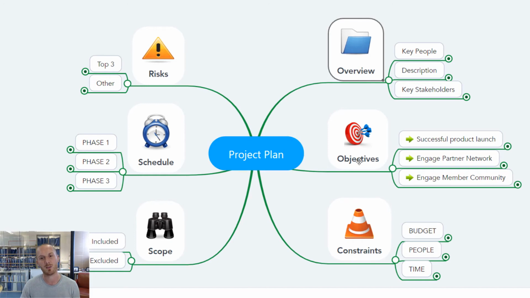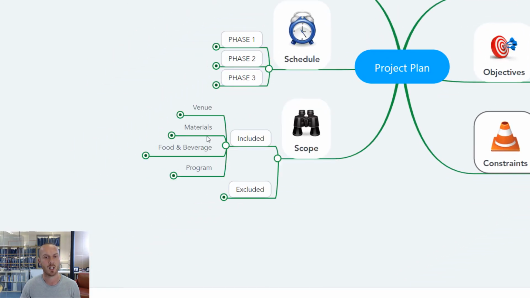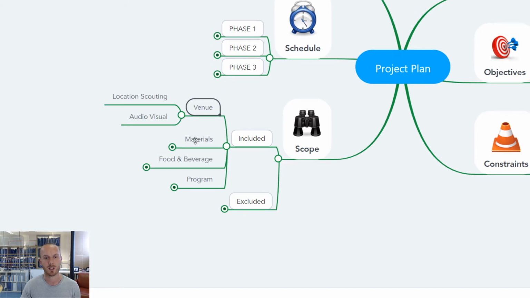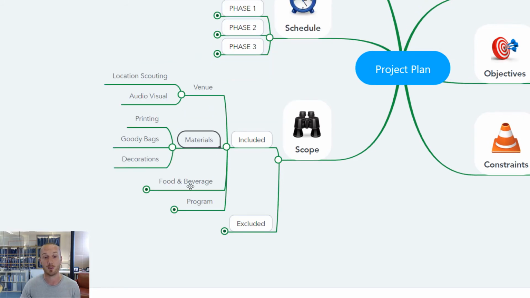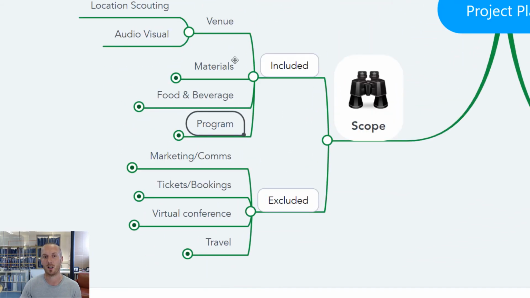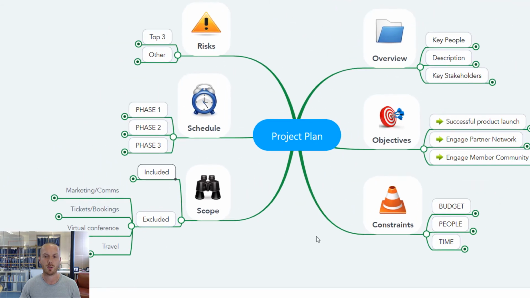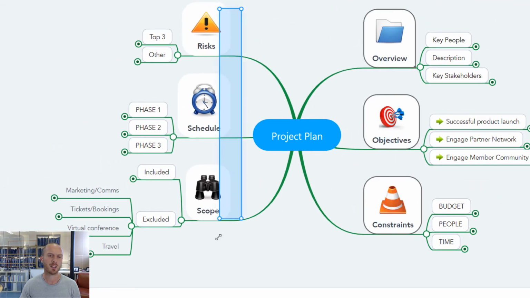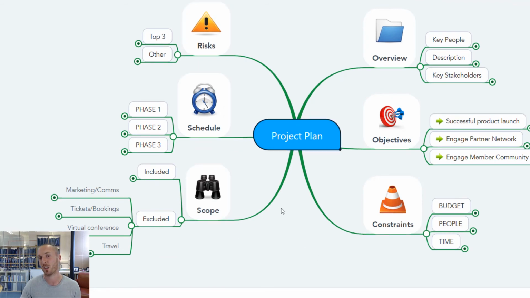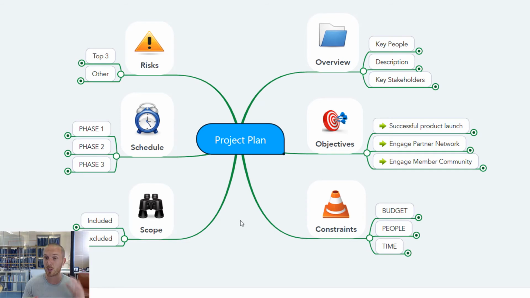We've got some images in these main topics, and we've really started to build out some of these items like the scope. We've started to think about venues, we're thinking about materials, food and beverage, the event program. And we've also started to include things that are going to be excluded from the scope. So really simply using a few key headings, we've started to build out the basis of a pretty useful project plan.